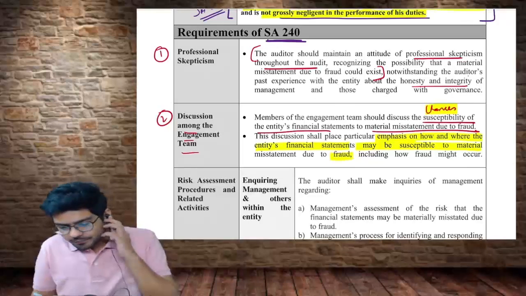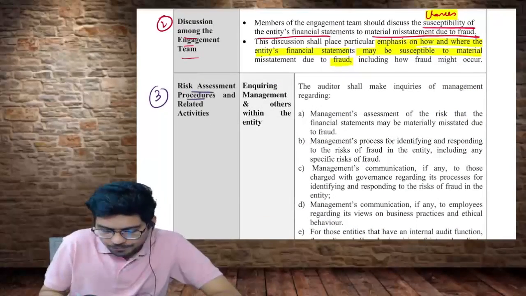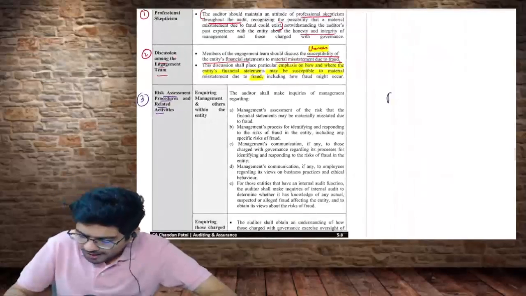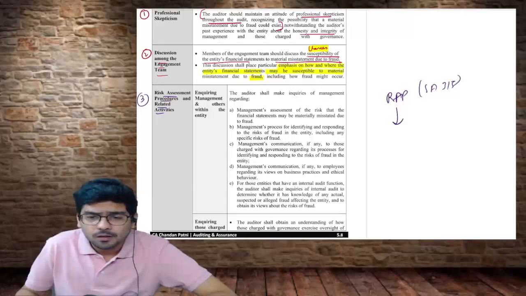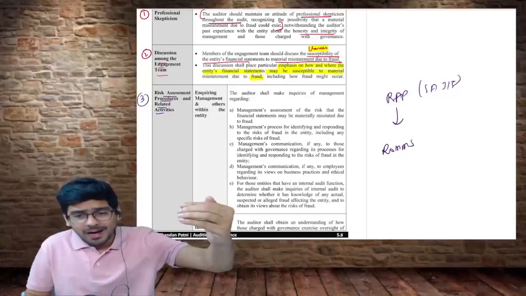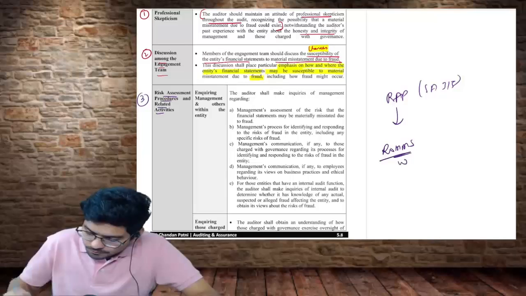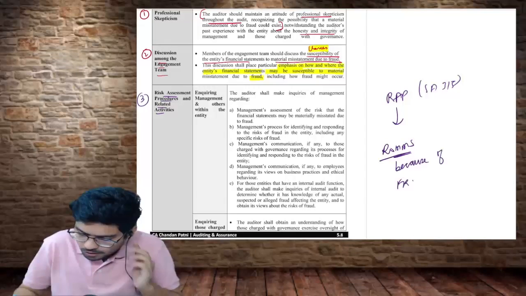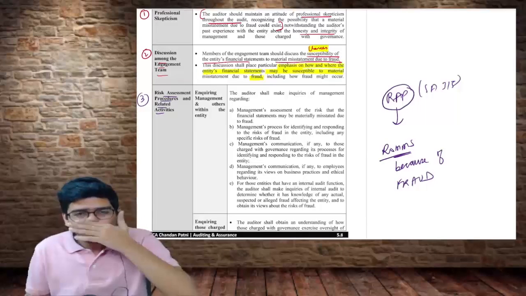Then after doing this, we are going to do a risk assessment procedure, RAP, and related activities. RAP will give us what? You all know, RAP is done as per SA 315. What does RAP give us? Yes, it gives us ROMM, the risks of material misstatement. So in this particular case, we are doing an RAP to determine ROMM relating to fraud, because of fraud.